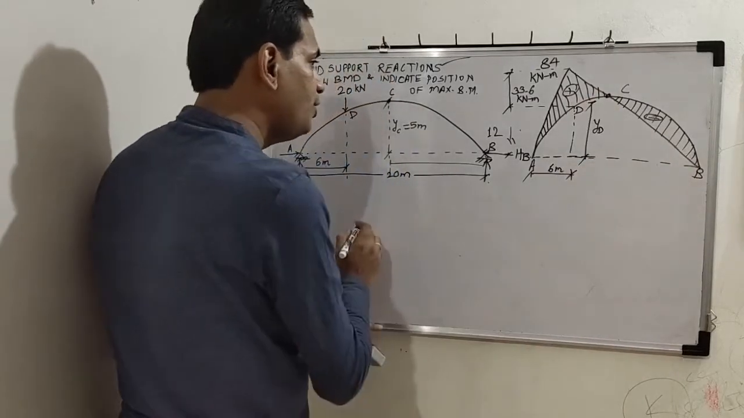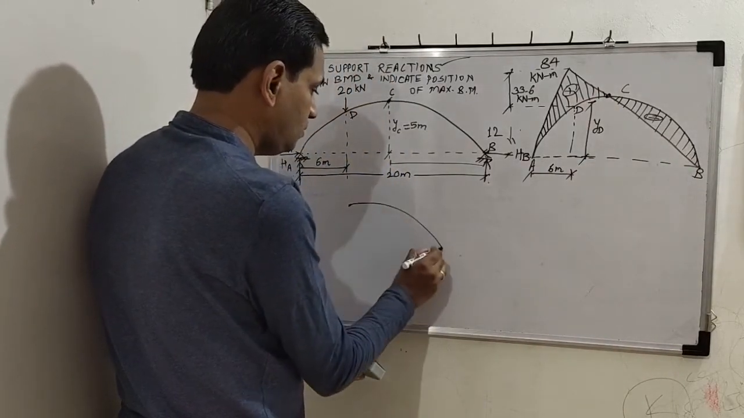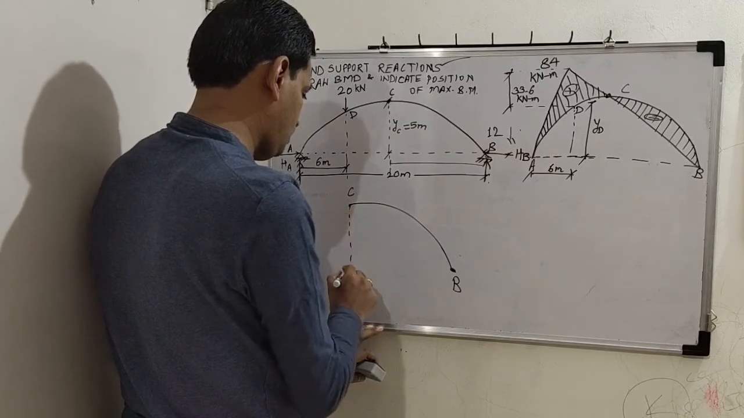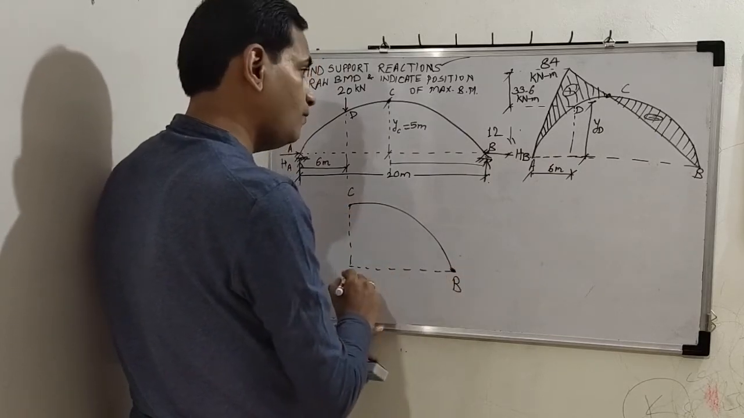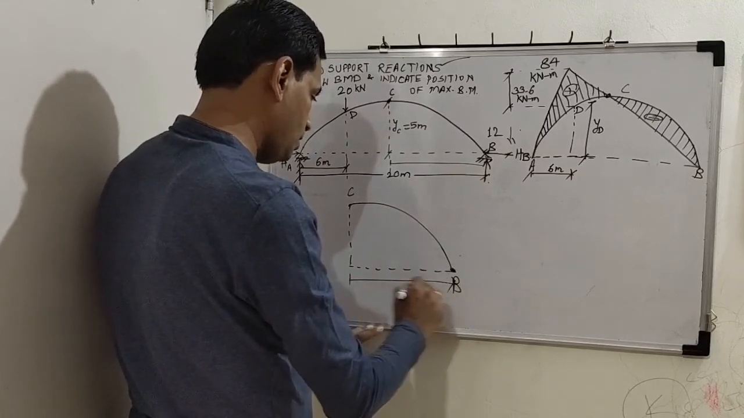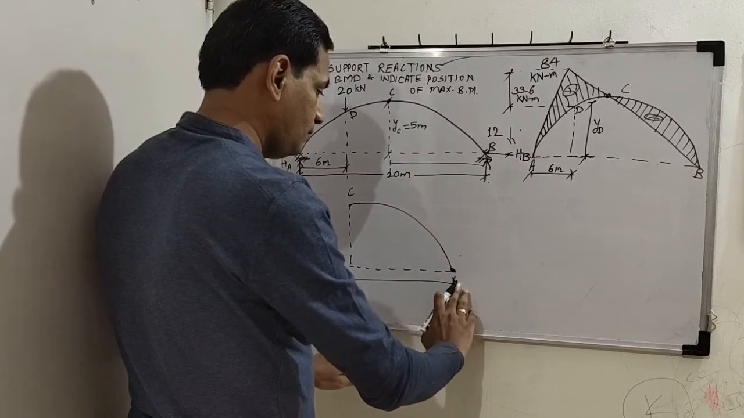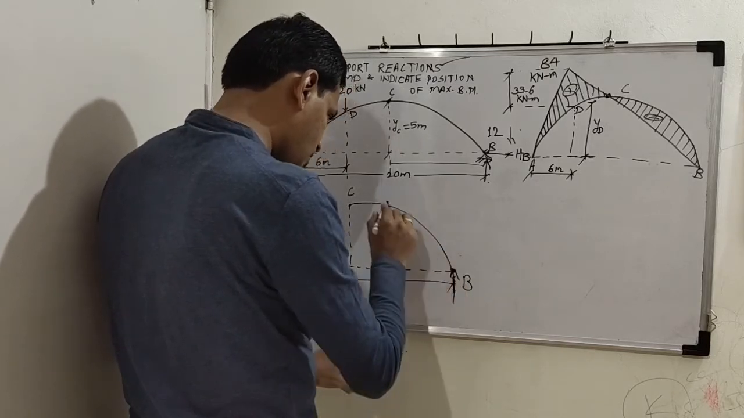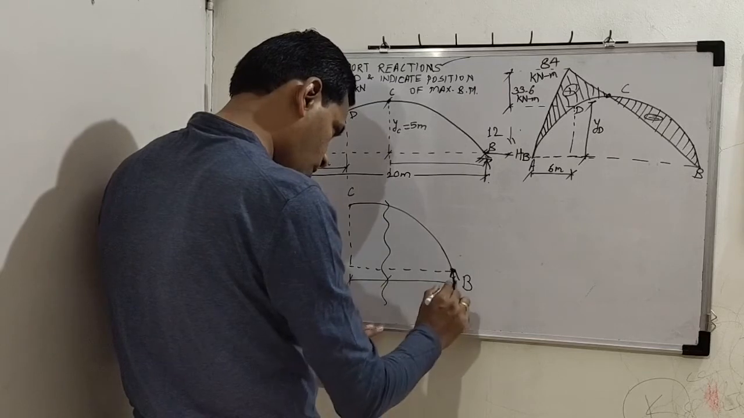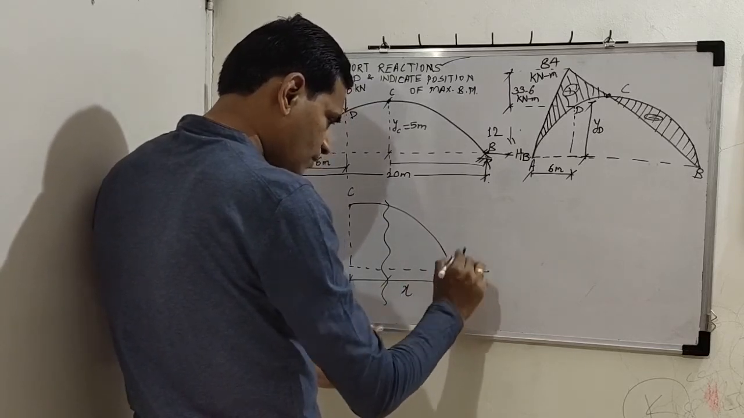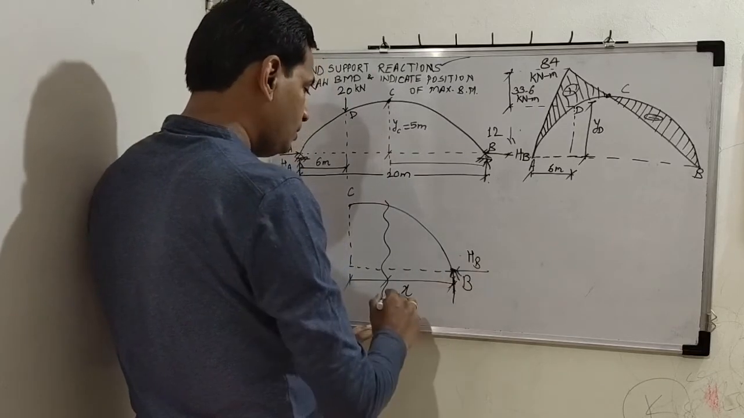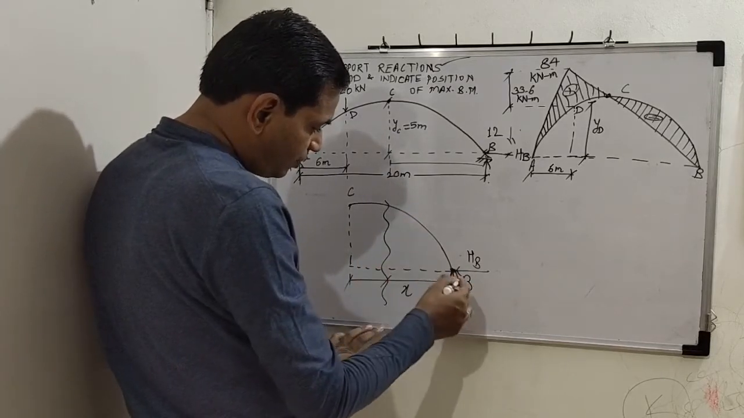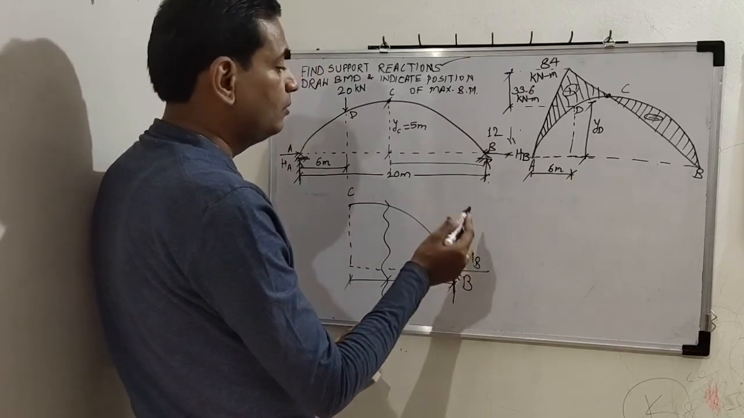Now I will draw the C to B part. So this is B. Here is C. Somewhere here from B we will have the maximum bending moment, correct? So what we will do is consider one section at a distance x from B, and write down the equation for bending moment at a section x from support B. Now we have considered this section, we have to consider moments on the right hand side of the section. Please make it clear.